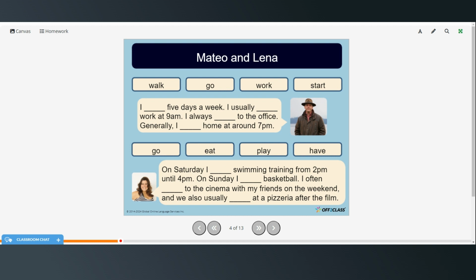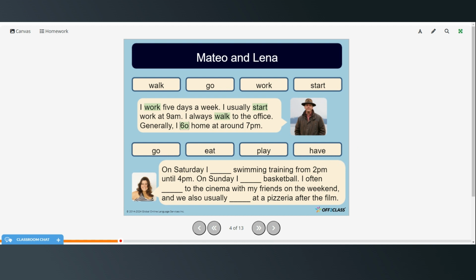All right, so here we would probably say I work 5 days a week. I usually start work at 9 a.m. I always walk to the office, and generally I go home at around 7 p.m.